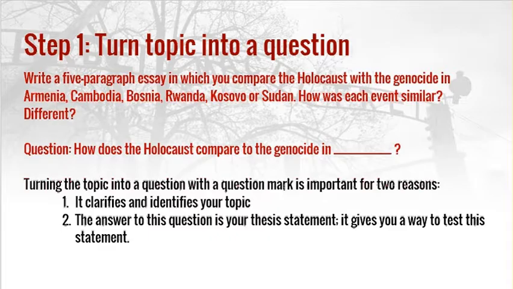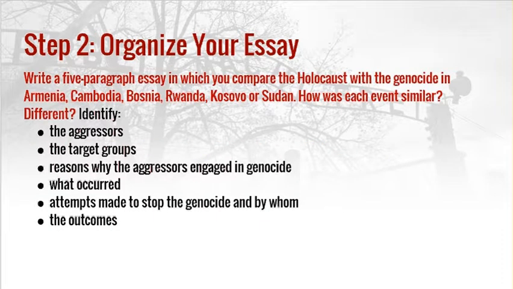So the first thing you do is turn the topic into a question with a question mark. You write that down if you're taking notes. The next thing that you want to do is organize your essay. Now, what I did here is I included the secondary information in the essay, and the reason for that is sometimes when you write out an essay, your organization is kind of given to you in the topic. Sometimes it's not.